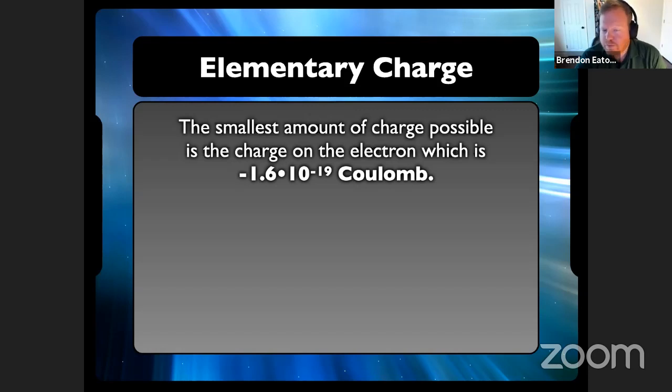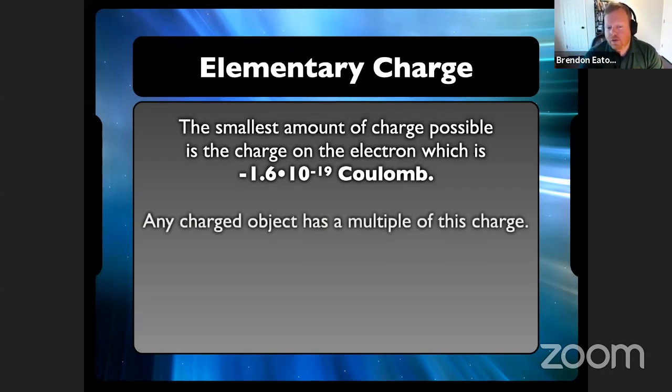But what would the charge of a proton be? You would say it's a positive 1.6 times 10 to the negative 19th. So the smallest unit of charge is 1.6 times 10 to the negative 19th coulombs. Now, any charged object has multiples of that elementary charge. Elementary means the simplest, smallest amount.